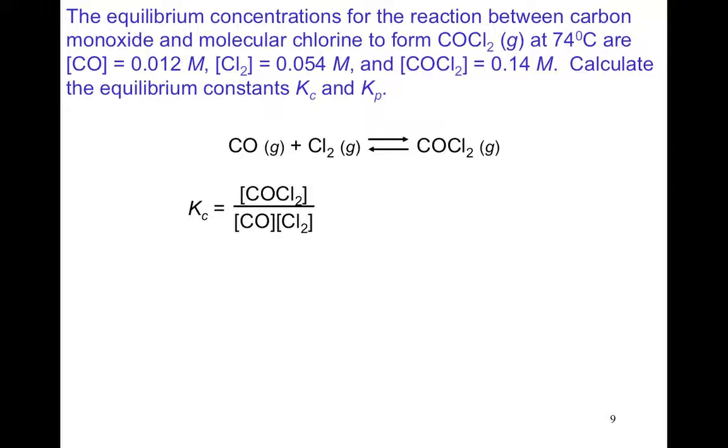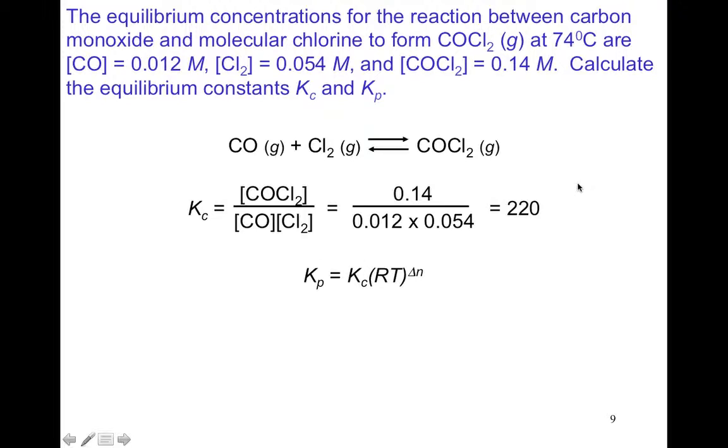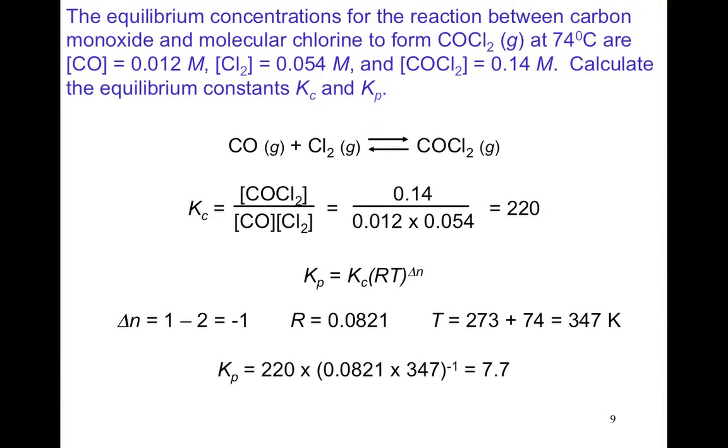So we say, okay, these are all in the gas phase, which is nice. So COCl2, put that, products divided by our reactants. We take the numbers they give us from the problem, plug those in, multiply them out, and we get 220. Easy. Now for Kp, we take the 220 from here, we take R, 0.0821, temperature 74 plus 273.15, and delta N would be what? 1 mole of gas minus 2 moles of gas, so -1. There we go. Then you can solve it. Kp, plug those in, 7.7.